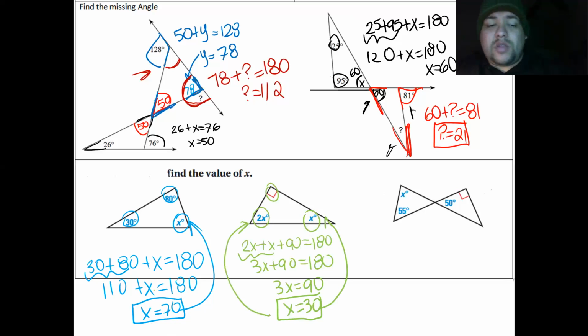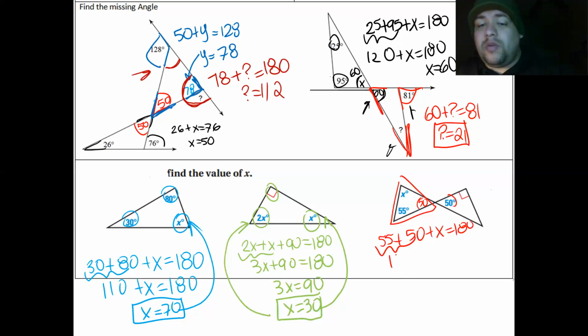The last one that we're getting here is a small extension. It shouldn't be too hard. I know that I'm getting two vertical angles because it makes an x, so I know that this is 50, and I know that the sum of these angles will add up to 180. So 55 plus 50 plus x is equal to 180. That's what we want to look at. That gives me 105 plus x is equal to 180. Subtracting that out, x is equal to 75.